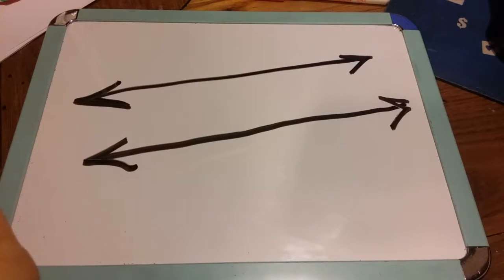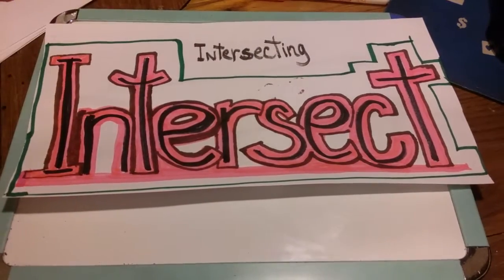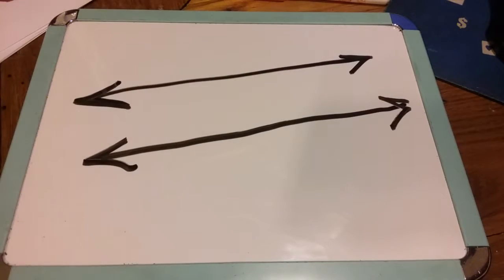Okay, so that's parallel lines. Now, what if they do cross? What does that mean if the lines cross? That means that they intersect, or they're intersecting lines. So intersecting lines, like I just said, cross each other.